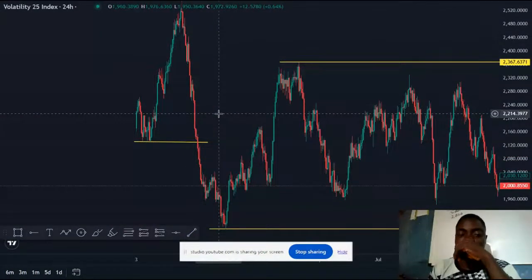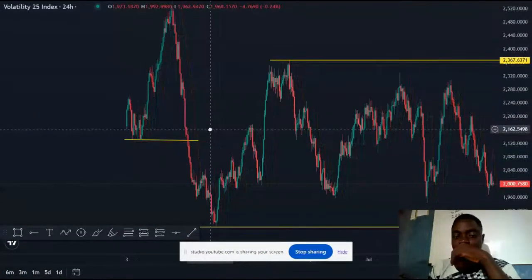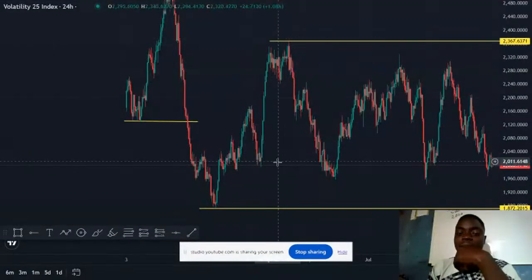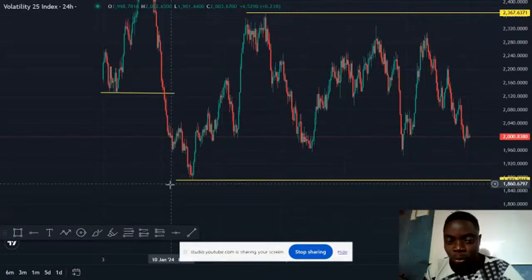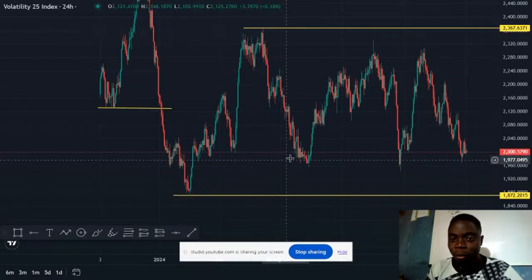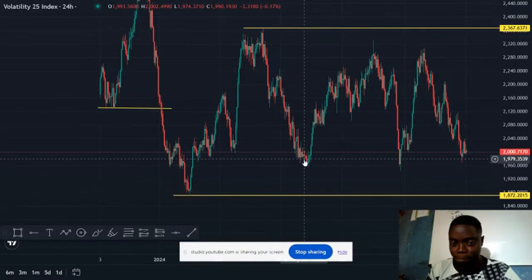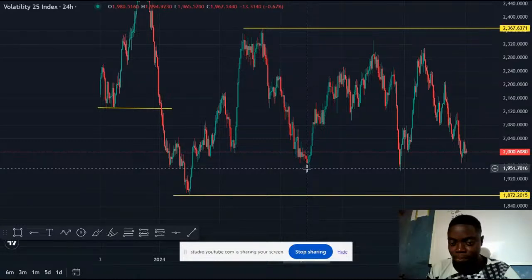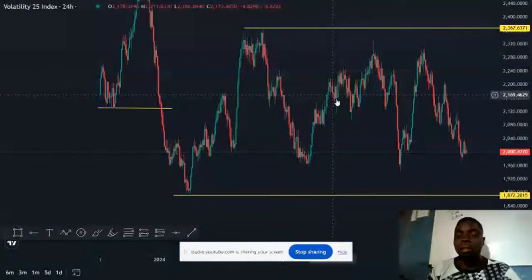Right? We have a break of structure there. We expect price to come back and then take out this low, but price failed. Price only came and stopped here and then pushed up again.